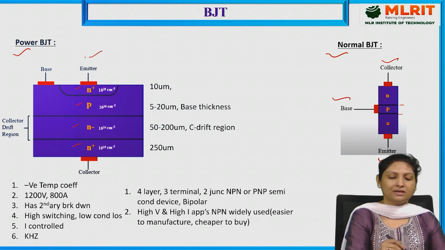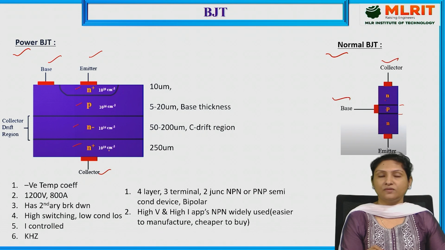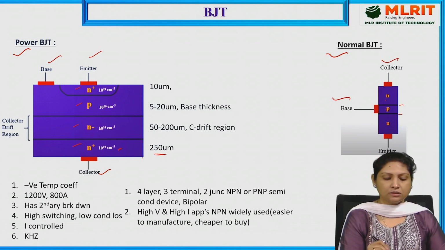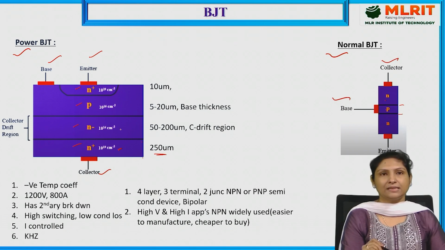And it has got 3 terminals: base, emitter and collector. If you see the bottommost layer, it is the N+ layer, and the doping level of this N+ layer is about 10 to the power of 19 per centimeter cube. The thickness of this N+ region is about 250 micrometer. And if you consider the N- region, it is lightly doped, and the doping level of this N- region is 10 to the power of 14 per centimeter cube.